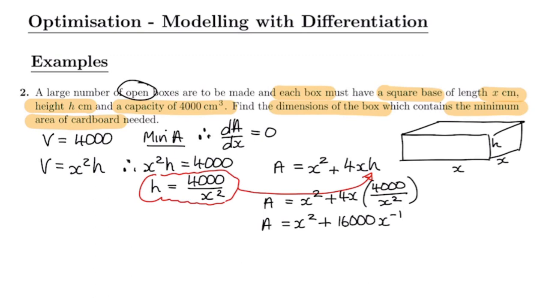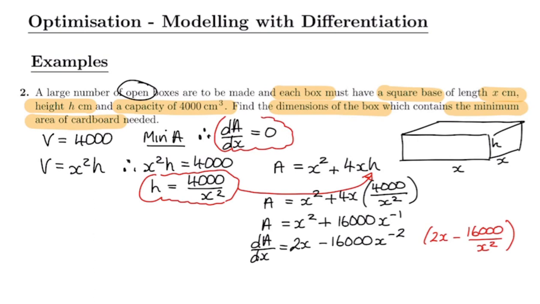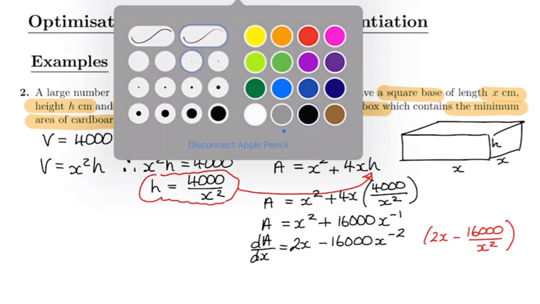Okay. I'm then going to differentiate that. dA/dx equals 2x minus 16,000 x to the minus 2. Remember what that is in disguise, that's the same as 2x minus 16,000 over x squared. We know that we want to set that equal to 0.